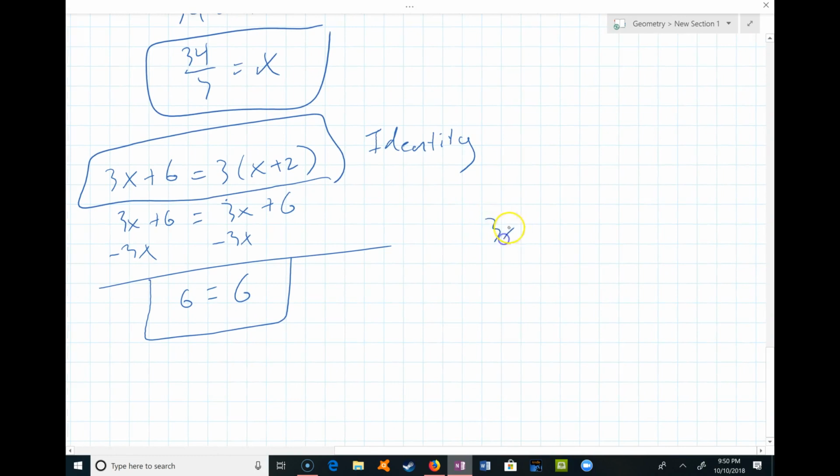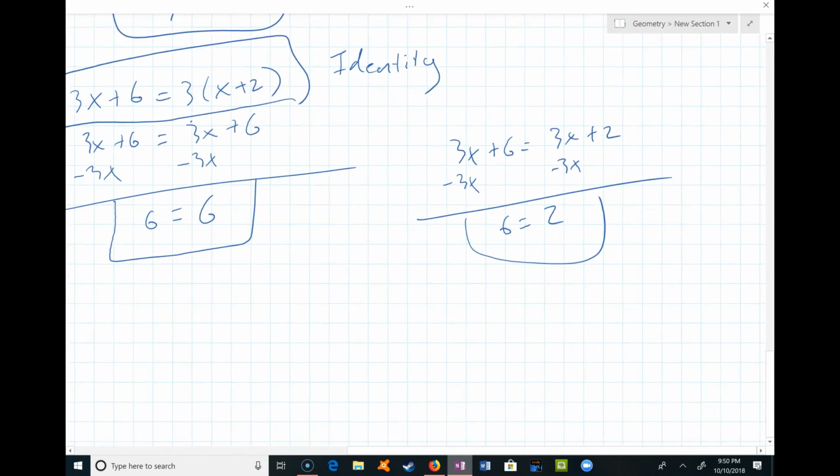Or we may have something like this, where I have 3x plus 6 is equal to 3x plus 2. And once again, when I go to solve, I get the x's together. I subtract 3x from both sides, and I get 6 is equal to 2. Now we're left with an equation that's never true. 6 is never going to be equal to 2. So that means that there is no solution for this equation. In other words, there aren't any x's that'll make this equation true.